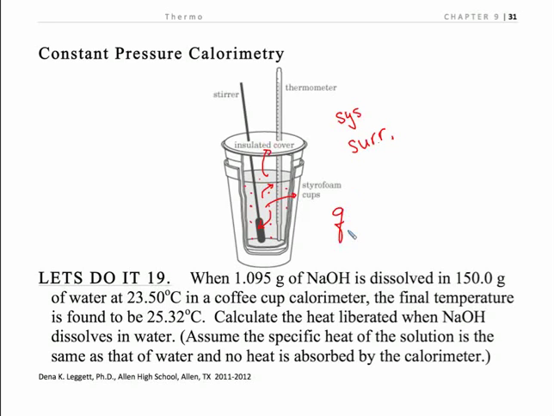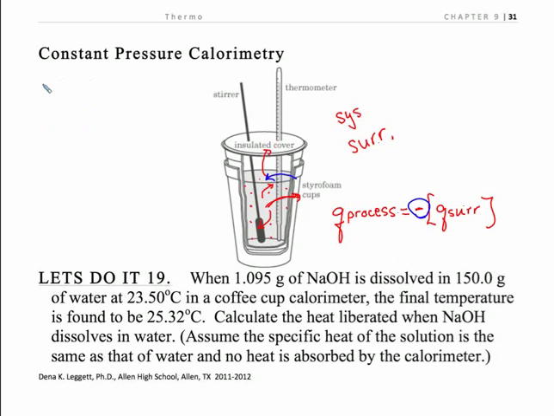So we would say that Q for our process, whatever it is, a dissolving or reacting or neutralization, not a combustion in styrofoam, is equal and opposite in sign to Q for our surroundings. So if our process releases heat, then the surroundings should gain heat. If on the other hand, our process is sucking in heat, then our surroundings should lose heat. So in an ideal situation, they're equal in magnitude but opposite in sign.